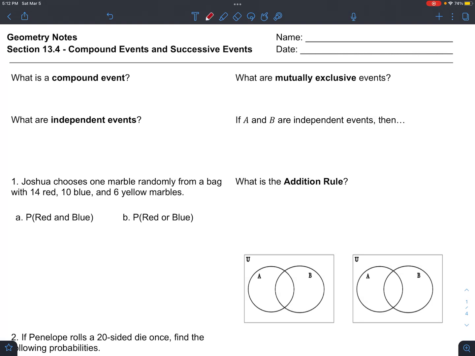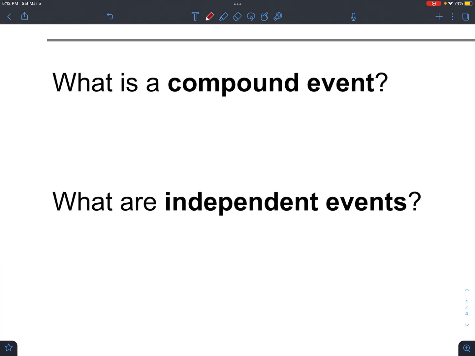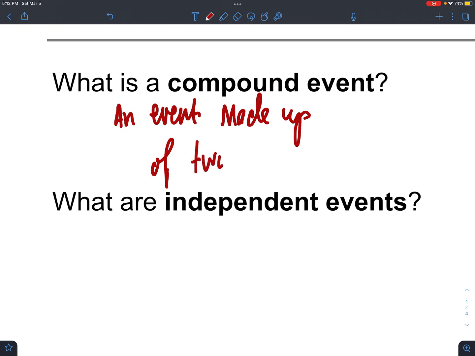Okay, let's talk about compound events today. So what is a compound event? It is an event made up of two events. And we join compound events, just kind of like sentences in English, with an "and" or an "or". Okay, so "and" and "or" are going to come up and play.